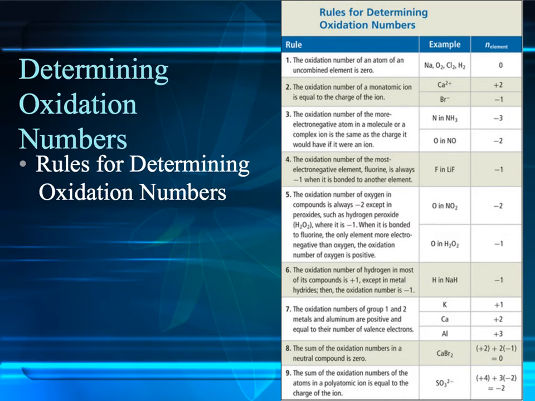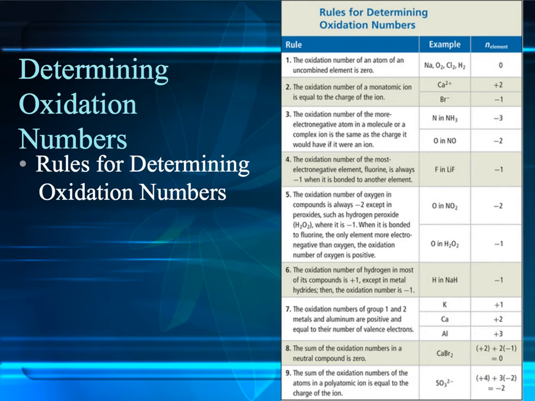So, how to determine oxidation numbers. You've got a big set of rules there on the right-hand side. The oxidation number of an atom of an uncombined element is 0. So anything that's just a pure element, the oxidation number is 0. If it's got a charge on it and it's a monatomic ion, a single element that's turned into an ion, it's simply the charge of that particular thing. The oxidation number of a more electronegative atom in a molecule or a complex ion is the same as the charge it would have if it were an ion. We haven't talked about electronegativity, that's okay. We'll do an example of these in a moment.